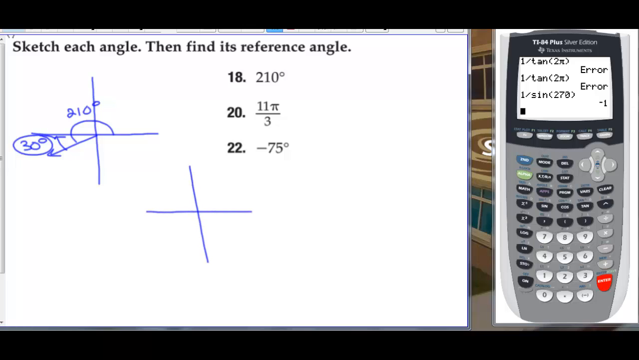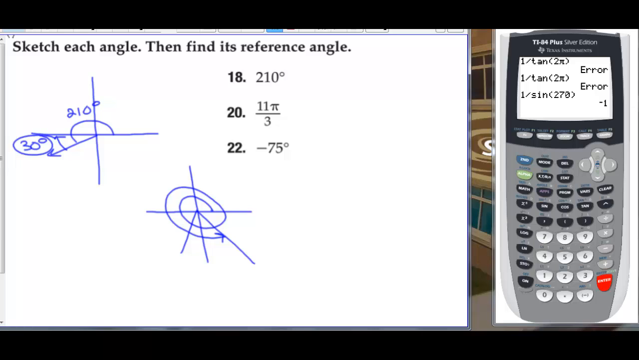11 pi over 3. Pi is 3 pi over 3. So there's 3 pi over 3, 6 pi over 3, 9 pi over 3. I need to go 2 more. There's 1 pi over 3, 2 more pi over 3s. There's right there, because there's 1 right there. So this right here is 11 pi over 3. You guys get that? You okay with that?